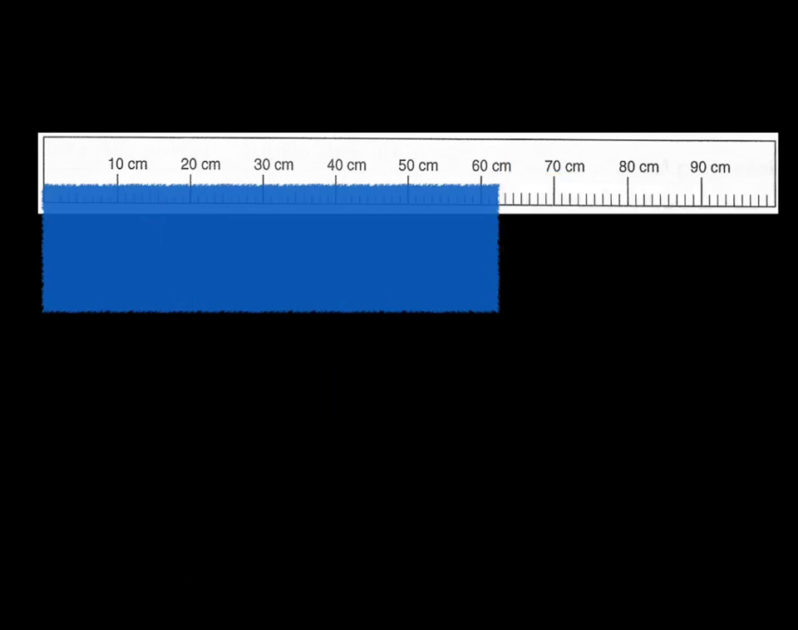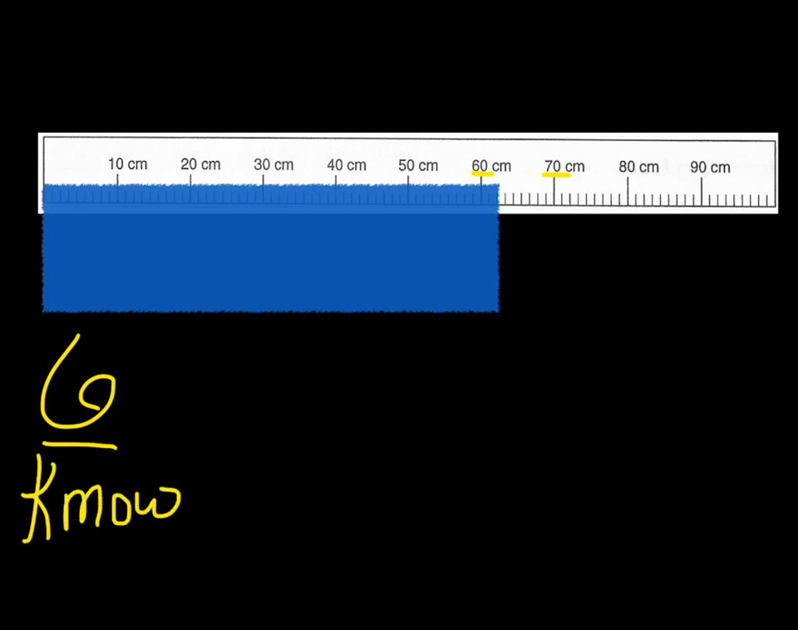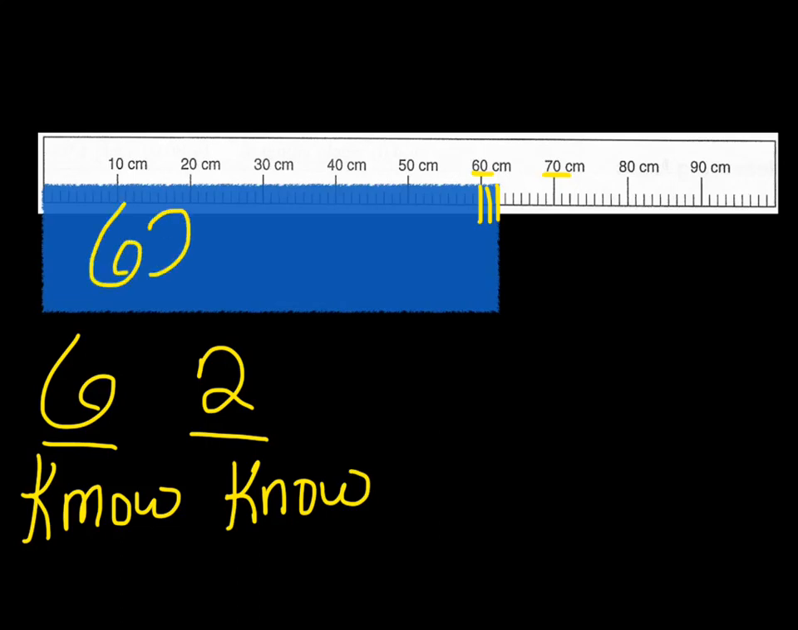Let's measure the cloth again, this time using the ruler with more divisions. Again, I know the cloth lies between the 60 and 70 centimeter mark. So I know it's 60-something. This time, however, I know that it's 62 centimeters. So measuring the cloth with this second ruler, I came up with 62 centimeters.